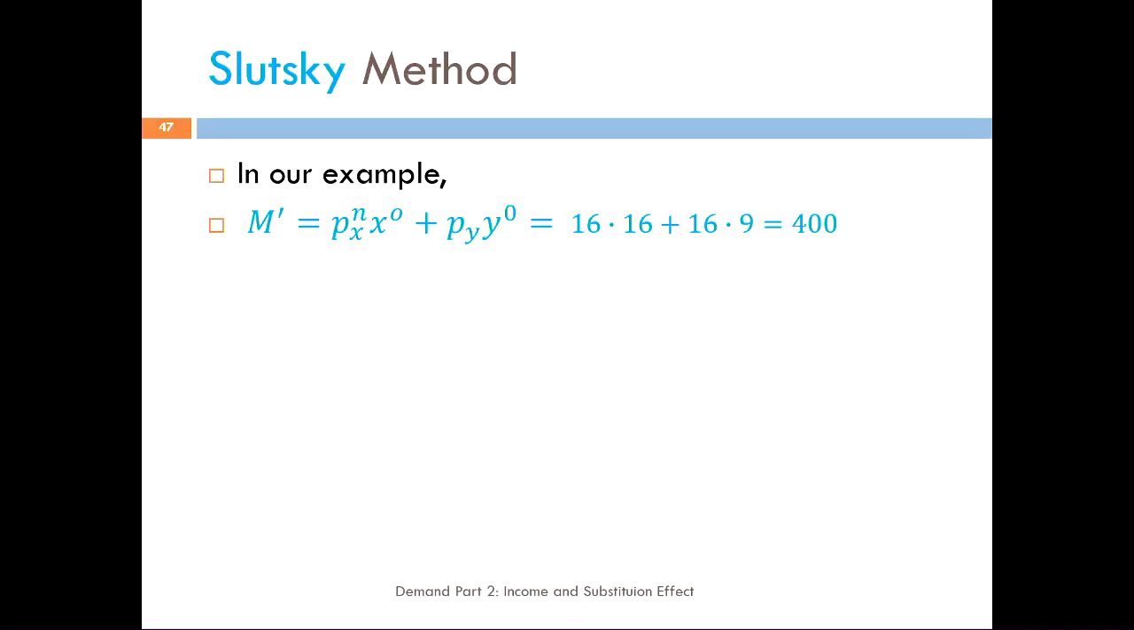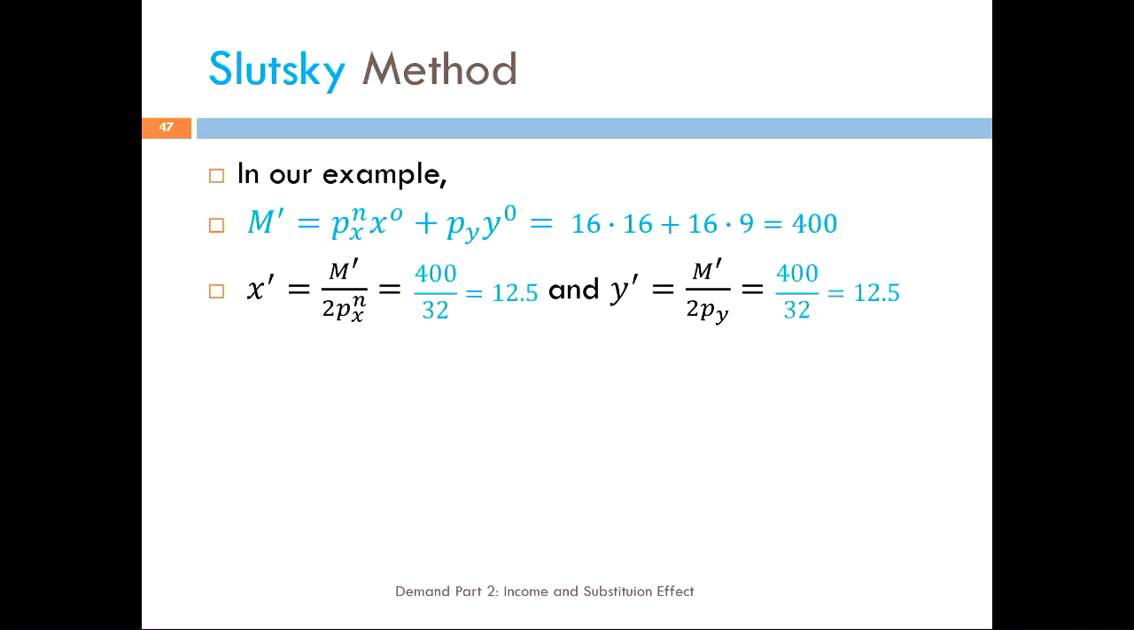All right, so that's easier to calculate M prime here compared to the Hicks method. And then, of course, just plug it into the demand equations, and we can get what the hypothetical bundle is. So if we give that consumer $400, that consumer has a nominal income of $400, then at the new prices, they would choose the quantity demanded of X of 12.5.